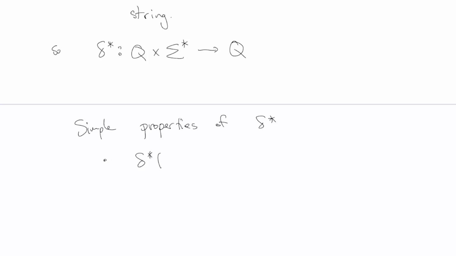Perhaps somebody can say, and this is not just in our particular example, but for any example, what do you get if you do delta star of x and the empty string? What should this be?